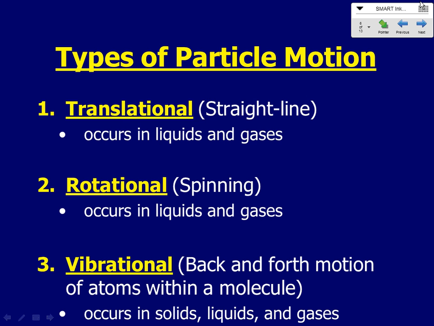Types of particle motion. This again was in the reading, which is what we wanted you to do. So now we're probably going into more detail than you've probably ever learned in terms of kinetic and molecular theory. But scientists have sat down and thought very closely about how particles can move. What type of movement is allowed when it comes to molecules and atoms and other types of particles?